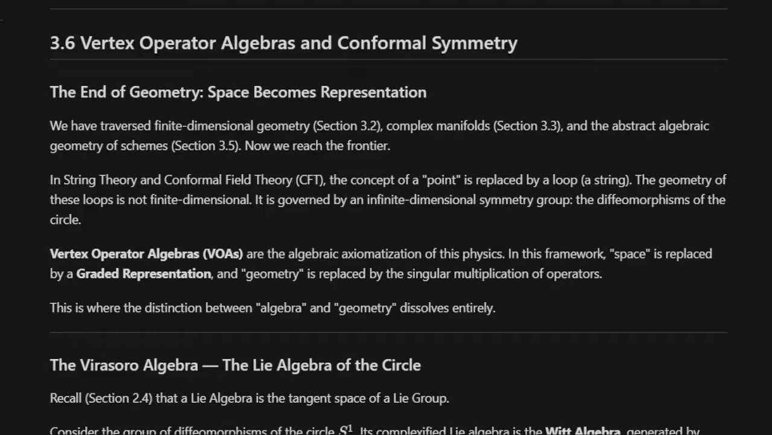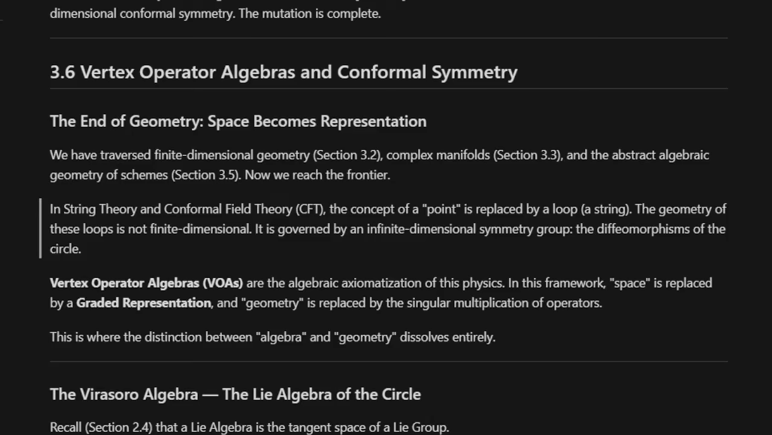And I've hinted at this a little bit, but we're going to really see from the narrative that we built so far, and we're going to stop all of mathematics up to here. But we've really traversed finite dimensional geometry, complex manifolds, and the algebraic geometry of schemes. But now we really reach the frontier where string theory, conformal field theory, the concept of a point then becomes replaced by a loop or a closed string.